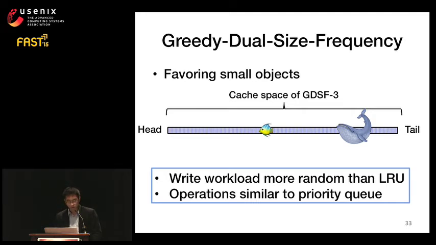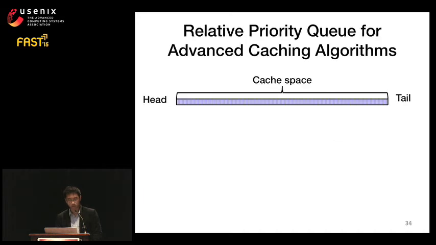So why do I talk about these two algorithms? First, the write workload generated by these algorithms is even more random than LRU, so it is even more difficult to implement them efficiently on flash. And second, we find their operations are actually similar to the operations of a priority queue. And so I'm now going to show you how to use a priority queue to implement advanced caching algorithms.